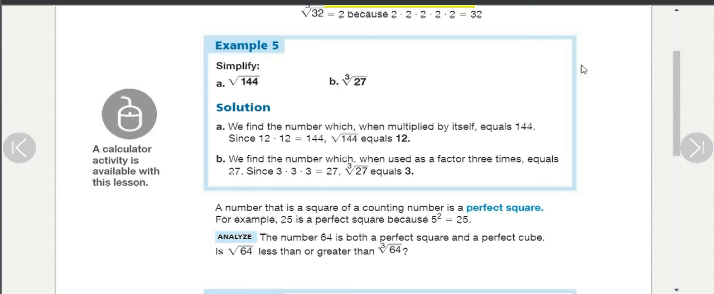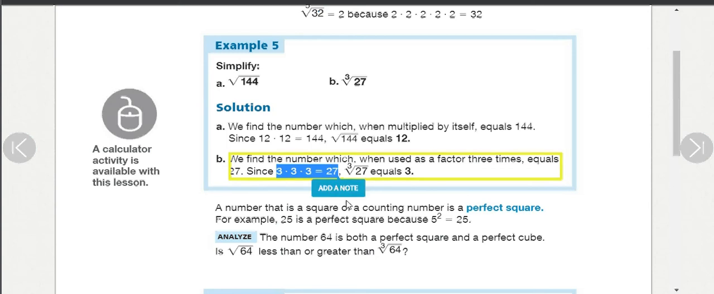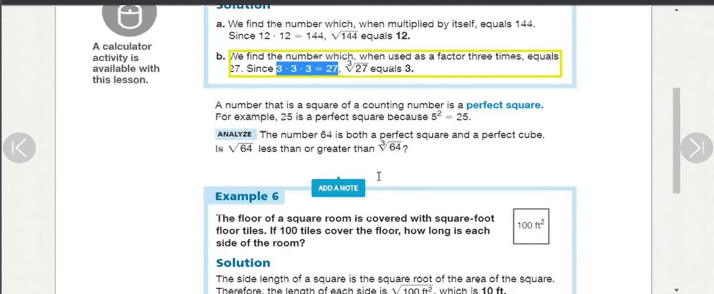Third root or cubed root of 27. That just means what times itself, where it shows up 3 times, right, will be 27. 3 times 3 is 9 times 3 is 27. So 3 to the third is 27.